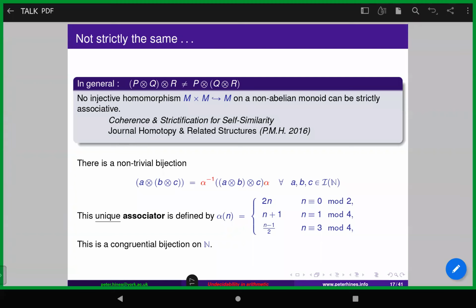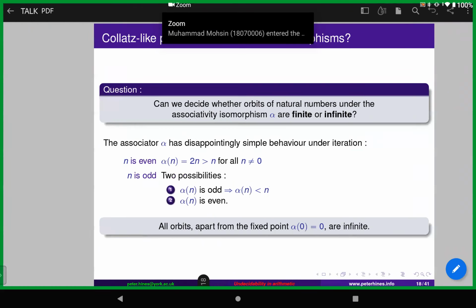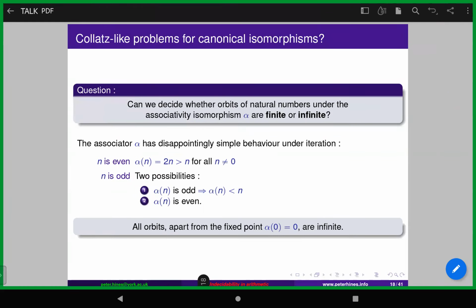it's congruential. So we can ask a question which has probably not been asked before, which is, what happens if we take this unique associativity isomorphism for a conjunction from linear logic and ask a collapse-like question about it? So, does it have any finite orbits, or can we characterize the finite orbits? And well, the answer is actually rather disappointing.